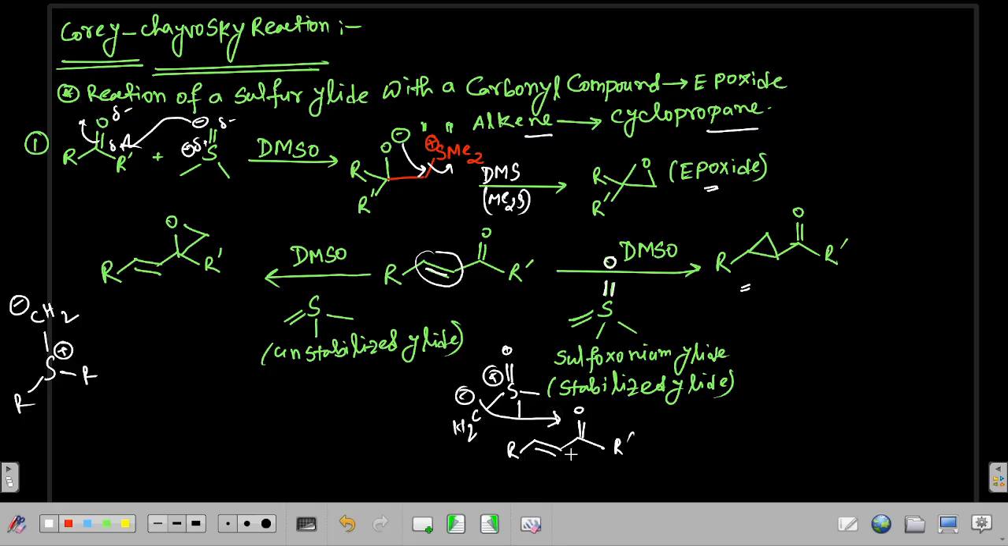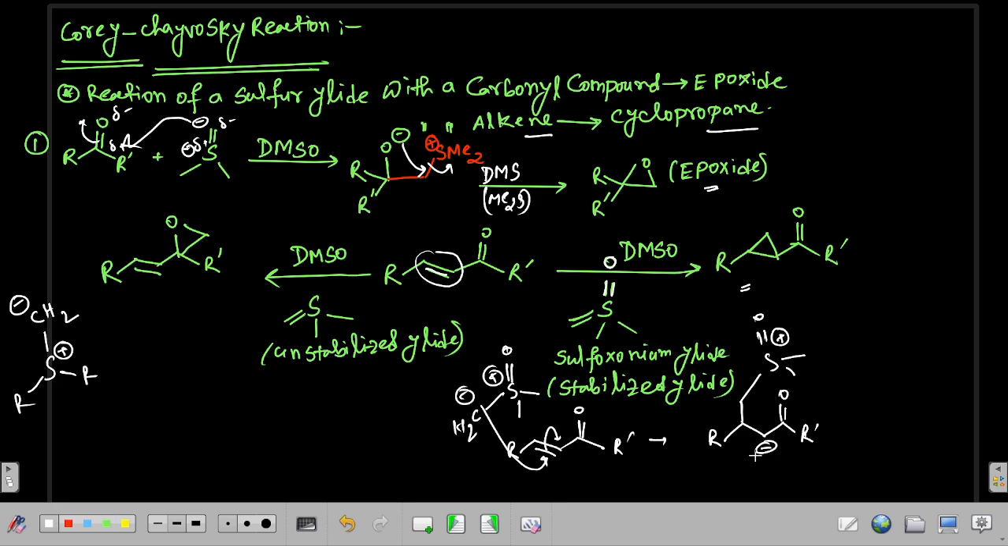This minus will attack on this carbon, and this bond will shift here, so it leads to the formation of R, here minus, a double bond CO R dash. Okay, so here it will be attached to CH2, then S double bond O Me2 plus.